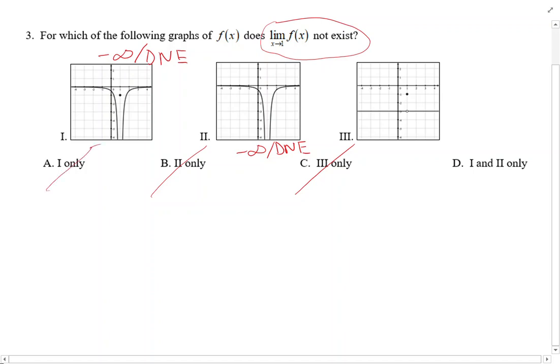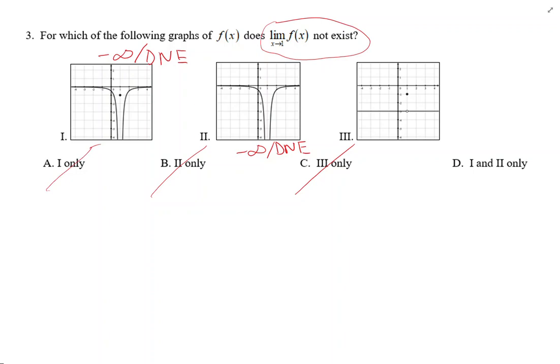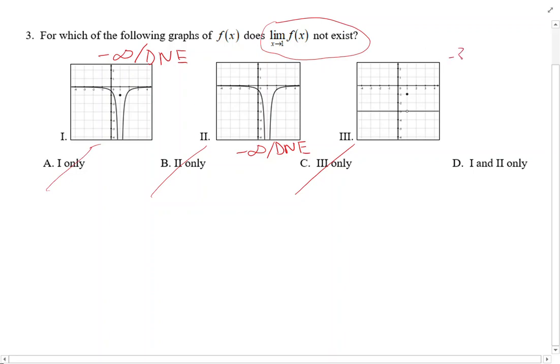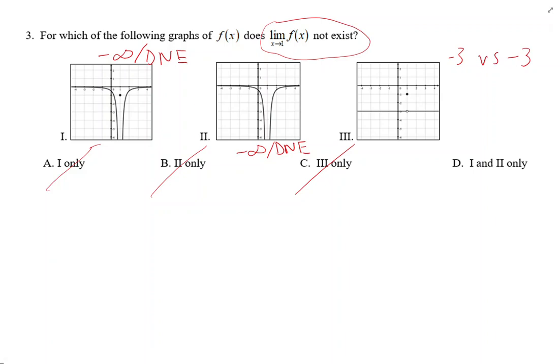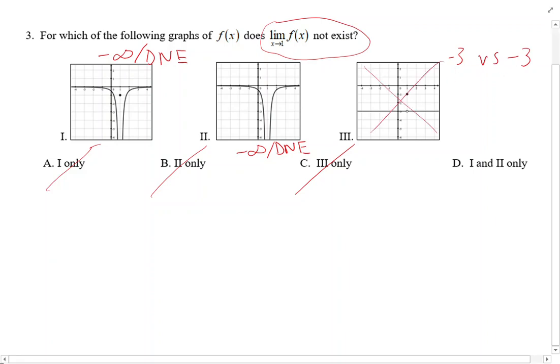At this point, I don't even have to worry about graph 3, but for the sake of completion, we should maybe verify. I look at the limit from the left, and it looks like I get negative 3. I look at the limit on the right, and it looks like I also get negative 3. I don't care at all that the dot is at y equals negative 1. That's irrelevant. For limits, I don't care about where the dot is. I care about where the graph is getting close to on the left and the right. So this limit exists. 3 is gone, which leaves us with choice D.